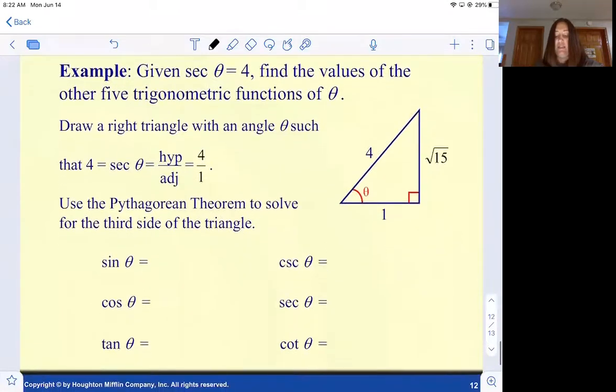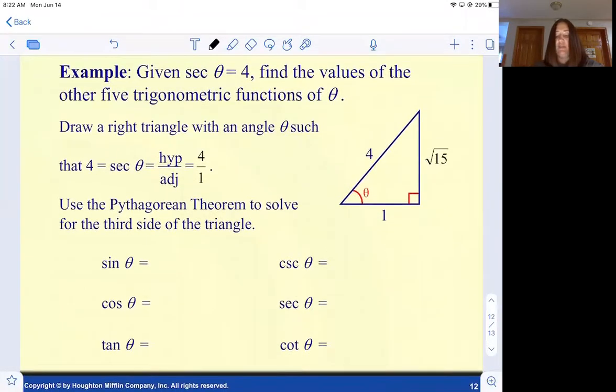Again, same idea here. This time they are giving the secant. Well, secant is the hypotenuse over the adjacent. So that means my hypotenuse is 4 and my adjacent side is 1. Again, if you set up the Pythagorean theorem, 1 squared plus y squared equals 4 squared, you get y to be the square root of 15. And this would be 1 with the square root of 15 that you will probably just leave that way. And that would be exact.